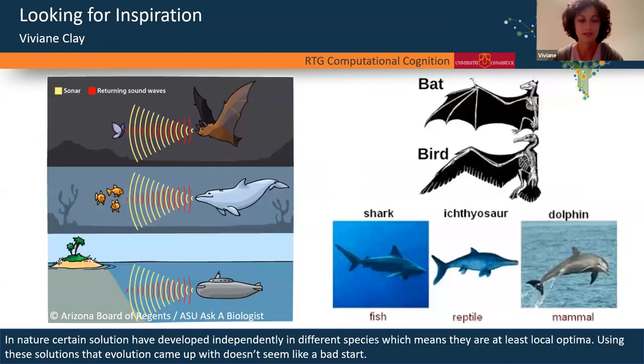To do this, I think it's always a nice idea to look for some inspiration in nature, because nature has spent millions of years evolving, and sometimes different species have evolved the same solution to the same problem independently, like using sonar to see in the dark. Bats have evolved it, and dolphins, for example, and then taking it as an inspiration, it can be used by humans in submarines, for example. Same with wings, the structure of wings being developed in bats and birds, or just the general body shape evolving in the same direction for fish, reptiles, and mammals if they are swimming in the water. So I'm just thinking that using the solutions that evolution came up with doesn't seem like a bad start.